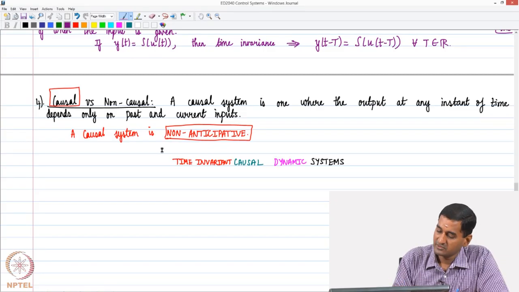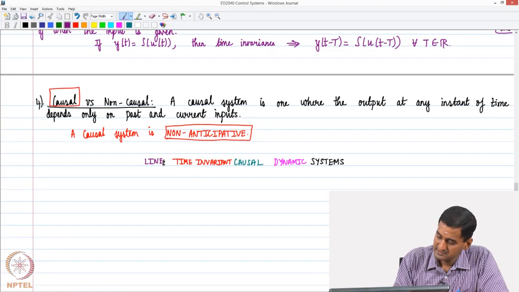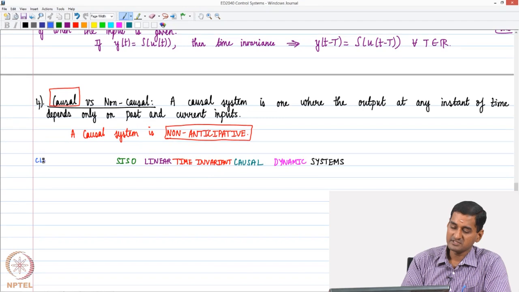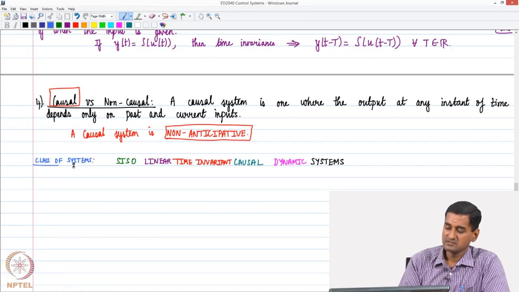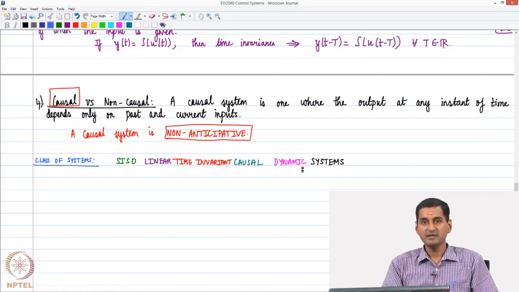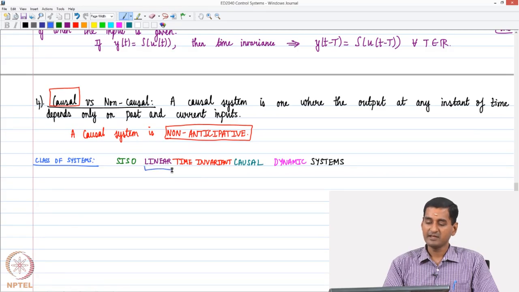We are going to look at linear systems, and we are going to look at single input, single output systems. So, this is the class of systems that will be under study in this course. We are going to consider SISO, linear time invariant, causal, dynamic systems. I hope through this discussion it is clear what each one of these words mean. By and large, linear time invariant is abbreviated as LTI, and typically LTV stands for linear time varying systems. So, this is the class of systems that we are going to study.